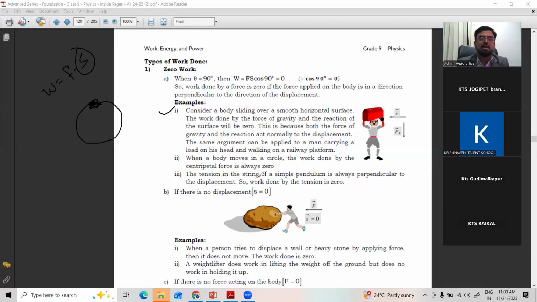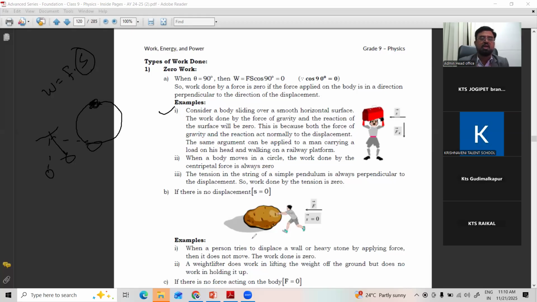And the tension in the string of a simple pendulum is always perpendicular to the displacement. So the work done by the tension is zero. Suppose like this, it's a pendulum moving here and there. Here also it is the same thing, because the displacement is perpendicular. So the work done is zero.